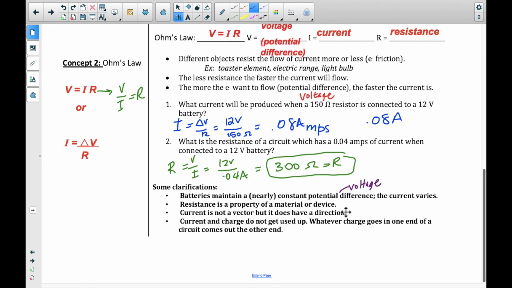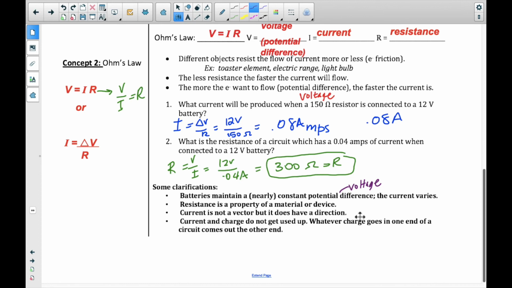Okay, another thing, remember we talked about this a second ago, resistance is a property of a material or a device. It might be made out of copper, it might be made out of silver, it might be made out of steel, it might be really long, it might be really short, it might be really wide, whatever. All of that adds up to resistance.